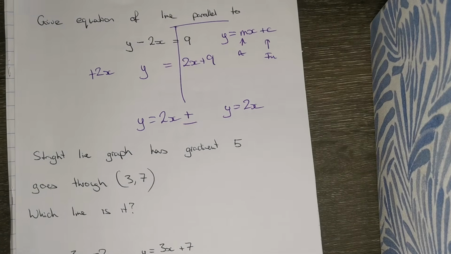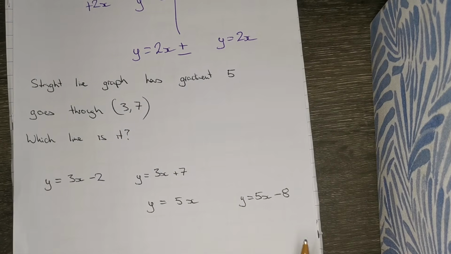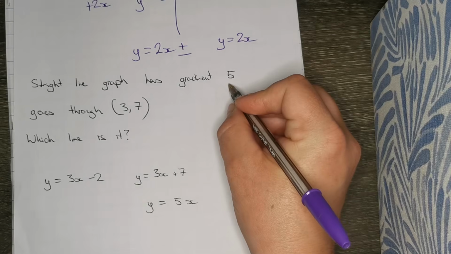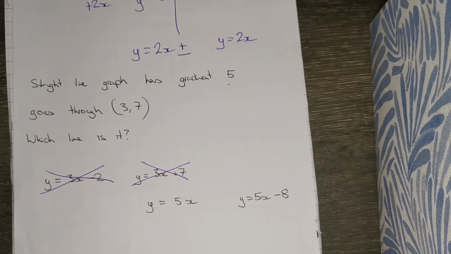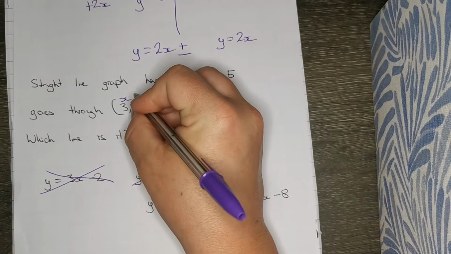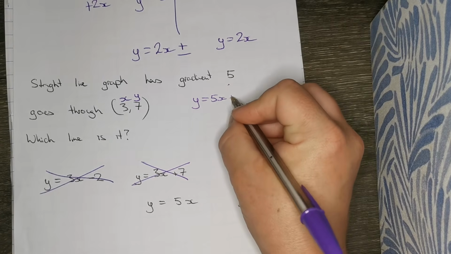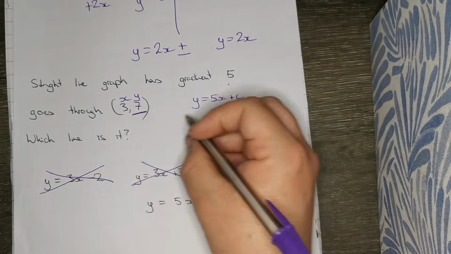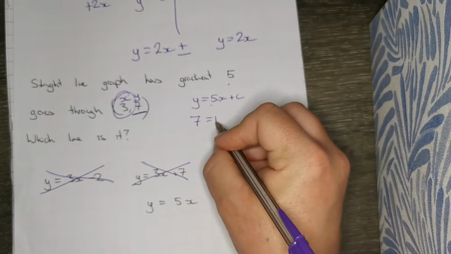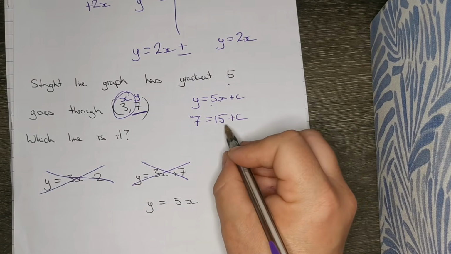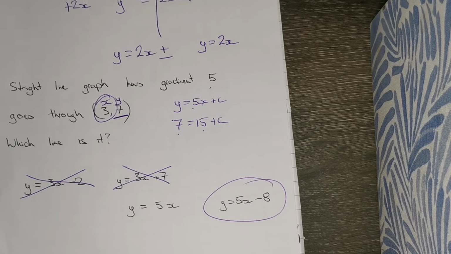Right, if I have a straight line graph that has a gradient of 5 and it goes through 3, 7, which line is it? And then I've got some options. Well, if my gradient is 5, that's the bit that goes with the x, so it ain't that, and it ain't that. That's my x coordinate, that's my y coordinate, so we know that it's going to be y equals 5x plus c. I know that y is 7, because that's in the y spot. X is 3, so 5 times 3 is 15. What do I do to 15 to make it 7? I take away 8, so it must be that one.